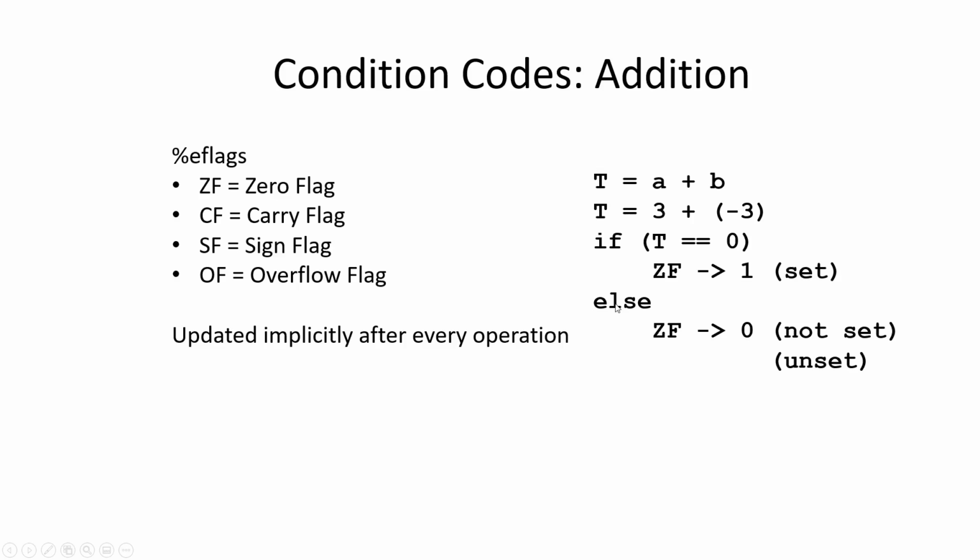And if it's not equal to 0, then the zero flag will be set to 0, or not set, or unset. I'm going to use these interchangeably. I think not set is the technical way that they talk about it in the book. But my vocabulary, I use unset more often, so that's what I mean when I say unset. It's just set to 0. Now, the book goes into great detail about how we can access individual flags and extract the value or set the value. I'm going to skip all of that.